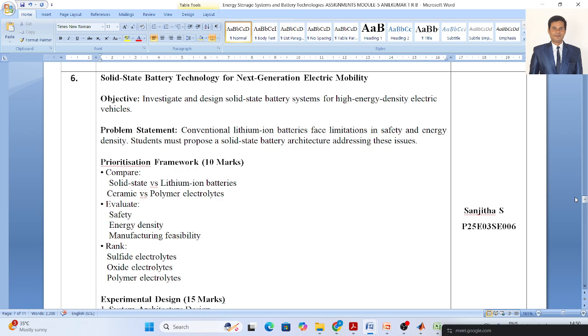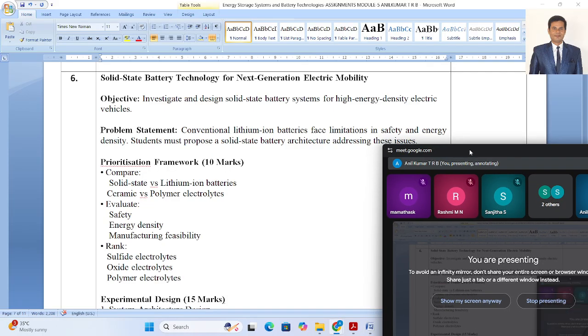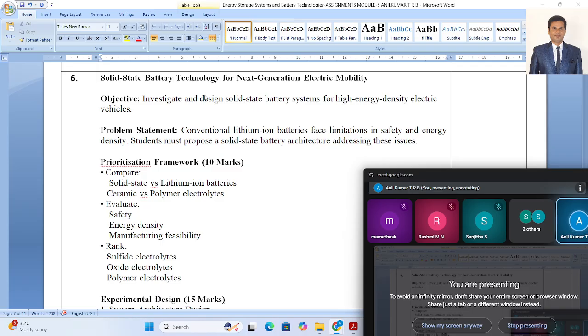Okay, this is actually the topic of your PBL, right? So, what is the topic you have given? Solid state batteries for the next generation of EV. Alright, you can just go through your objectives. You have to investigate and design the solid state battery system for high energy density in electric vehicles, right? In the upcoming generation, what kind of battery technologies you have to improve? Conventional lithium ion batteries face limitations, right?